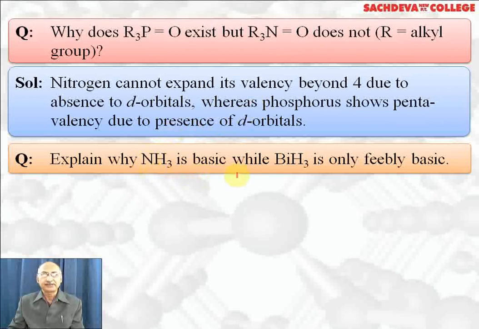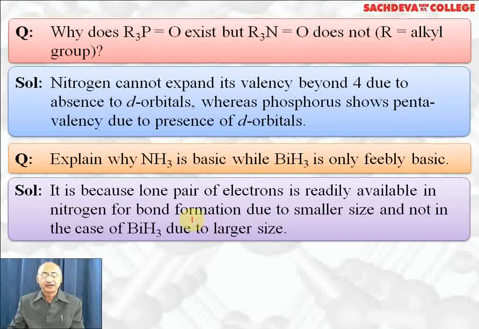Explain why ammonia is basic, BiH3 is only feebly basic. Ammonia has got lone pair of electron on nitrogen which are easily available for bond formation due to small size of nitrogen and high electronegativity. Bismuth being larger in size, lone pair of electron is less available for protonation. That's why it is least basic. So lone pair of electron is readily available in nitrogen for bond formation, but not in BiH3 due to larger size.